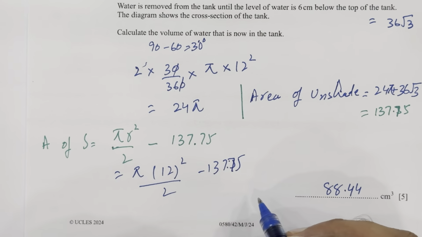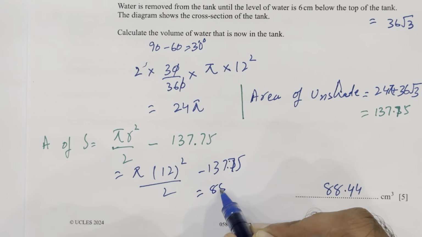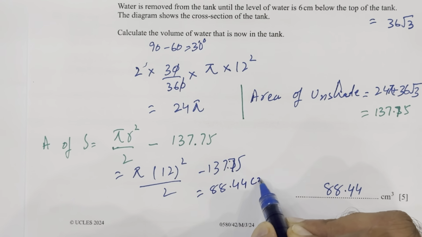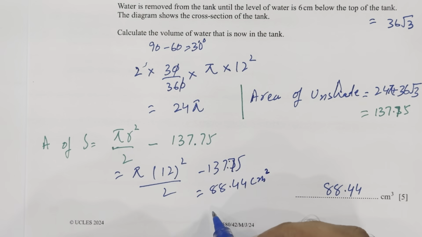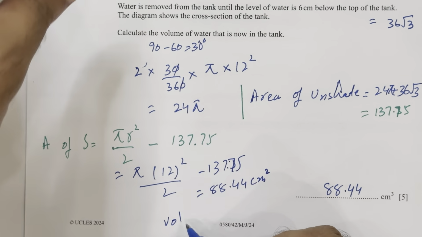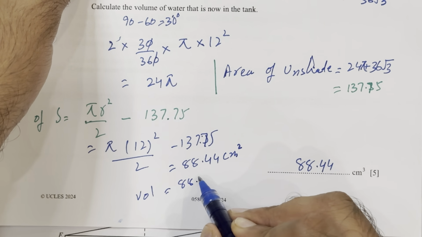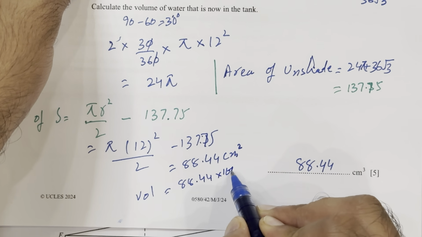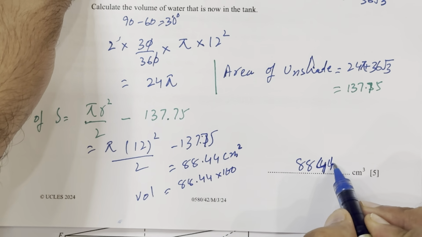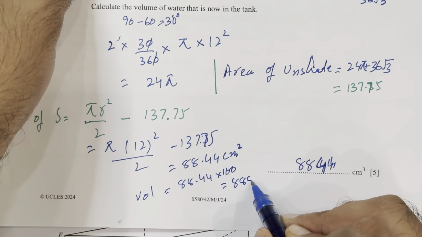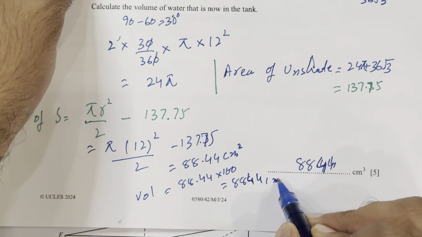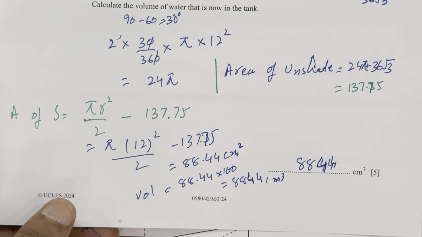First you get the value that is equal to 88.44 centimeter square. After multiplying it by 100 to get the volume from it, you get the value 8844 centimeter cube is the volume. So you need to find the volume. So this is how you do that.